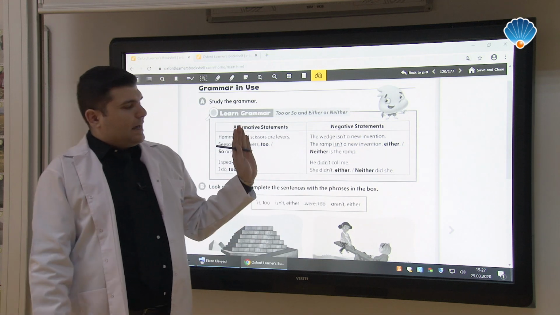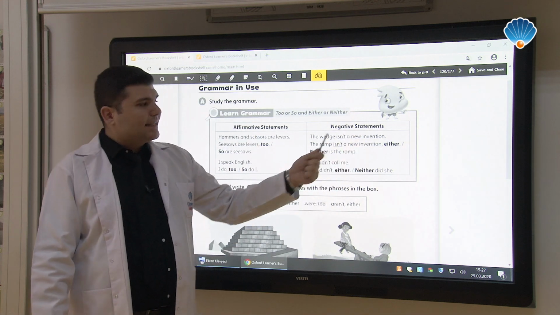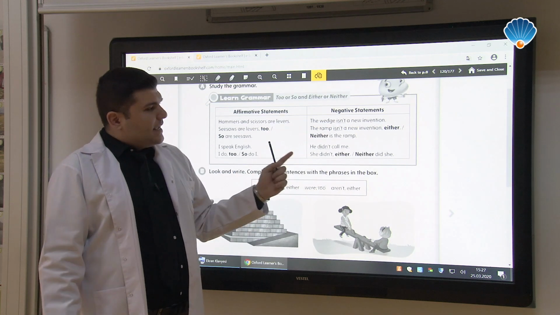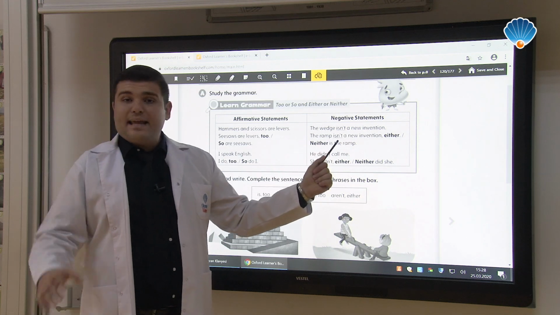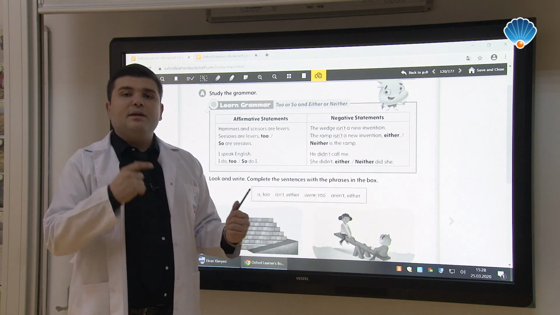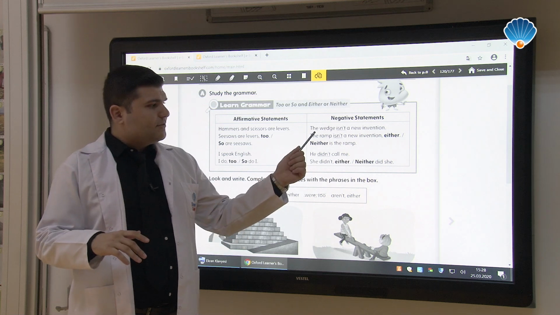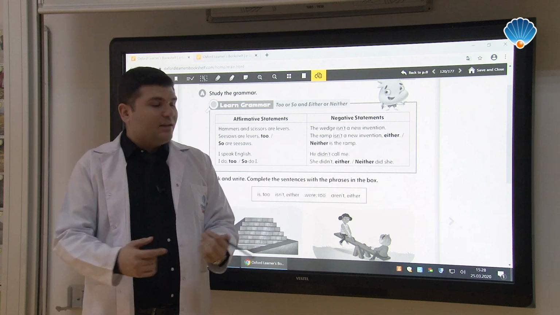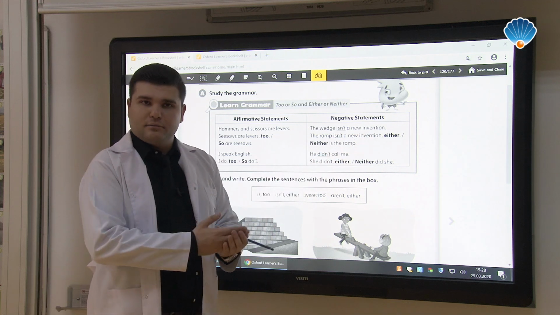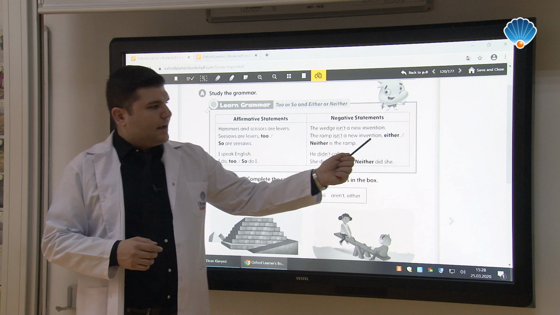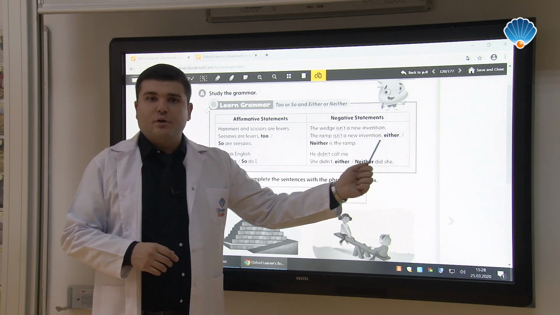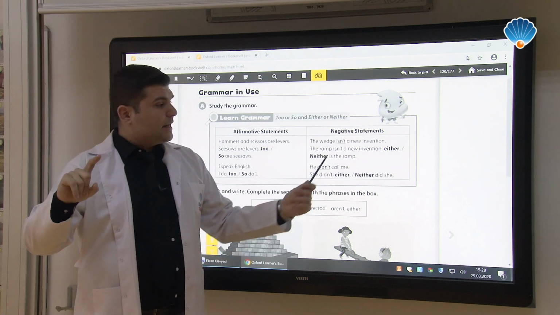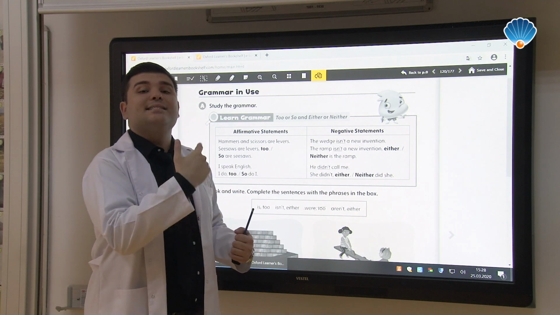So now, on the right side of the chart, we have the negative statements. Negative, you know what negative is, right? So it says the wedge isn't a new invention. Okay? The meaning is negative here. So it says the wedge isn't a new invention. So the ramp isn't a new invention, actually either. Okay? Like too, you have to put comma and write either. But don't forget, we are using too for the positive sentences and we are using either for the negative sentences.